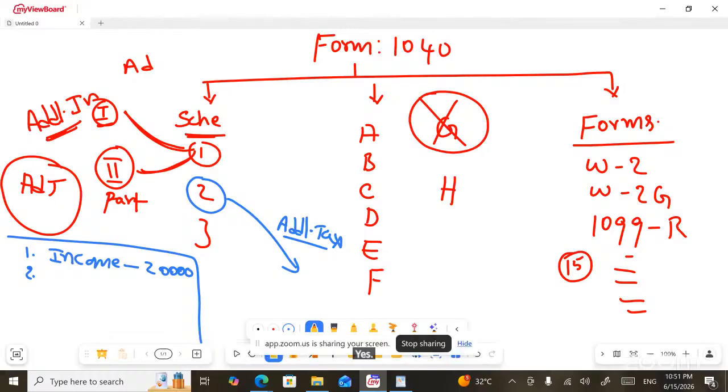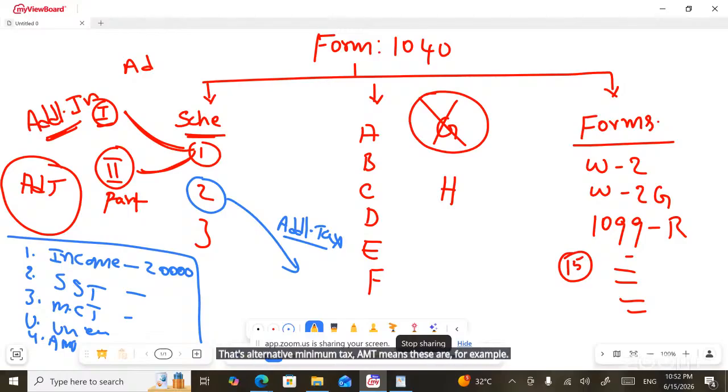As I already explained in the previous explanation, social security tax and Medicare tax and unemployment tax. Some other taxes are AMT, alternative minimum tax. I am giving here 3 to 4 items as examples. Totally we have 8 to 10 types of additional taxes in addition to income tax. This will be covered clearly in a separate chapter out of 18.